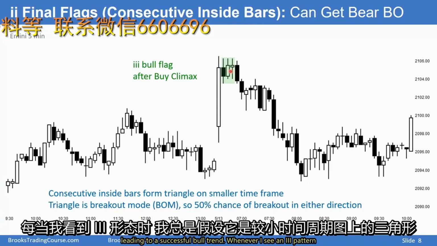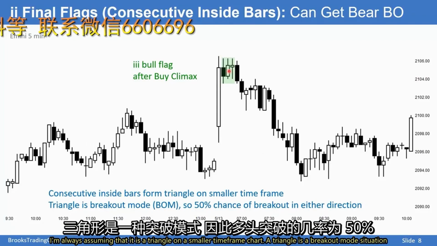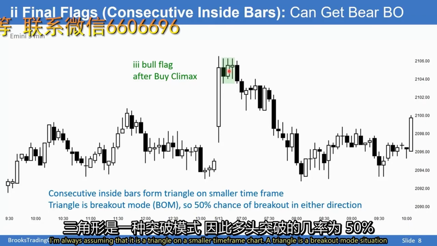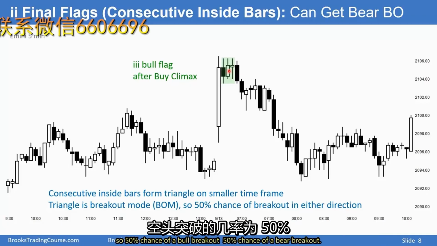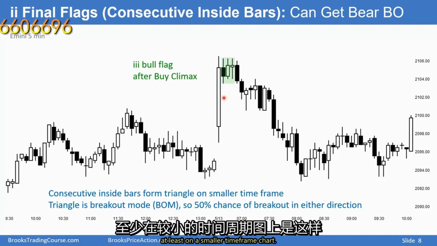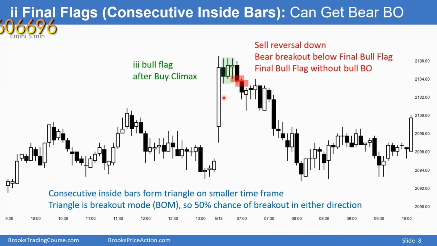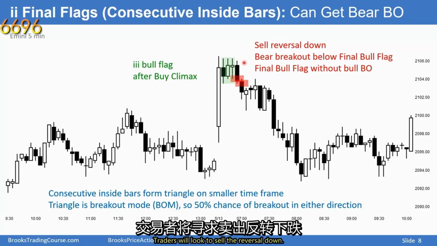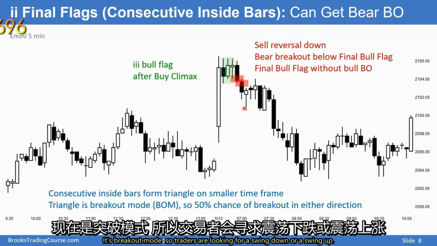Whenever I see an II pattern, I'm always assuming that it is a triangle on a smaller time frame chart. A triangle is a breakout mode situation, so 50% chance of a bull breakout, 50% chance of a bear breakout. An II pattern is a small triangle, an II triangle, at least on a smaller time frame chart. Traders will look to sell the reversal down. It's breakout mode, so traders are looking for a swing down or a swing up.